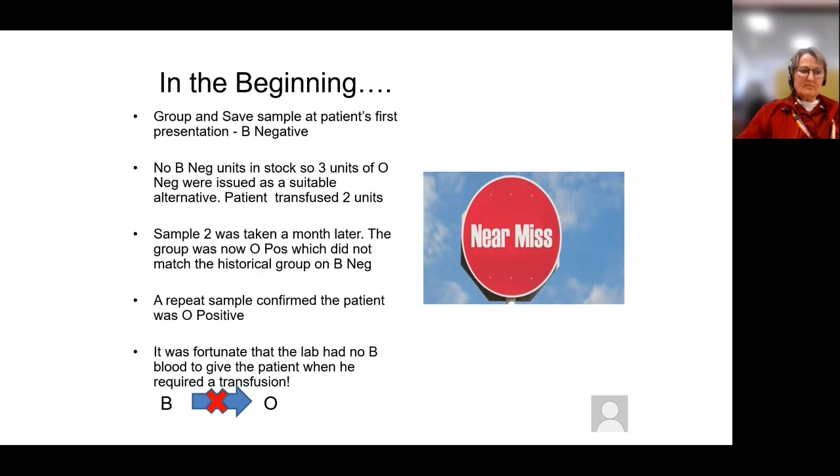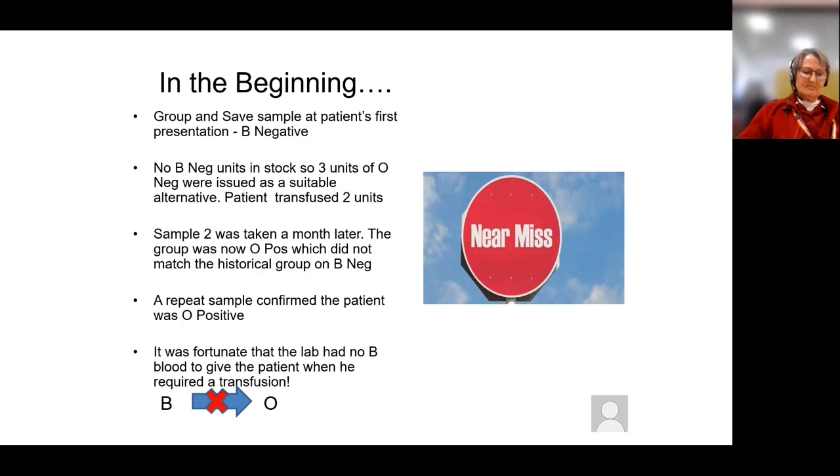Unfortunately, the patient turned up 1 month later with another GI bleed, entered the ED department, and a sample was taken. On this occasion, the sample grouped as O positive, so it did not match the group that was historical. The laboratory asked for a repeat sample just to confirm, and yes, indeed, this patient was O positive.